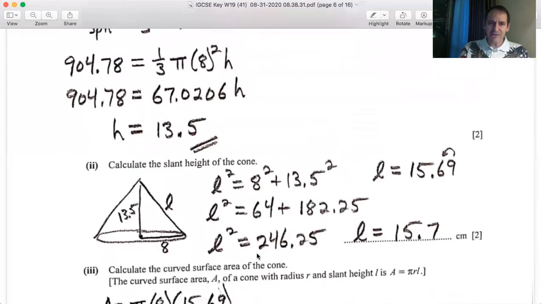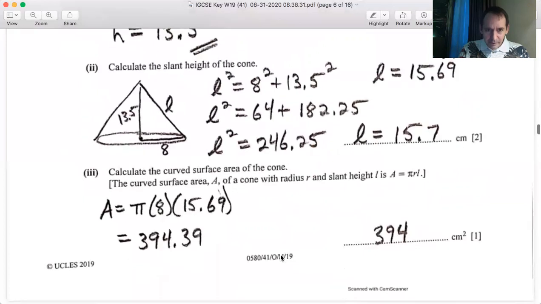Now calculate the slant height of the cone. So here's our cone. The height is 13.5. The radius was 8. So this creates a right triangle. The slant height is the hypotenuse. So do your Pythagorean theorem. L squared equals, by the way, slant height is usually designated by the letter L. I don't know why, but it is. So you have 8 squared plus 13.5 squared equals L squared. And you work that out, square root both sides, and you get a slant height of 15.7 to 3 significant figures.